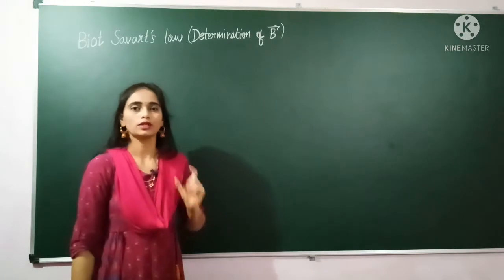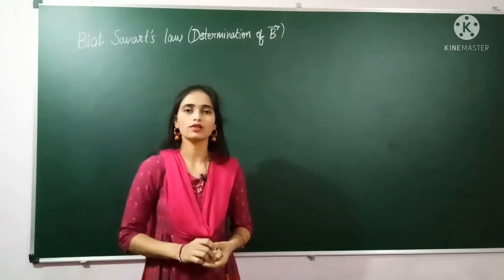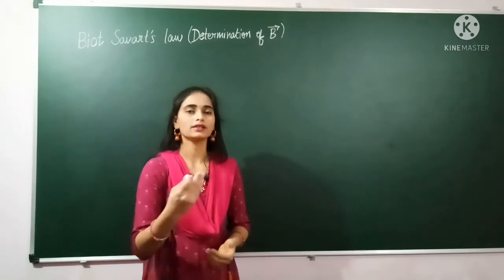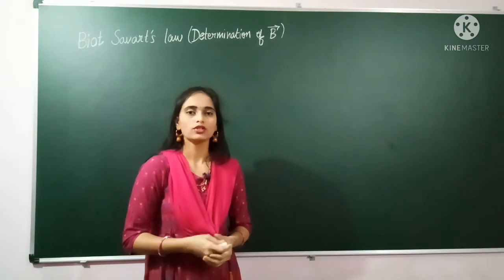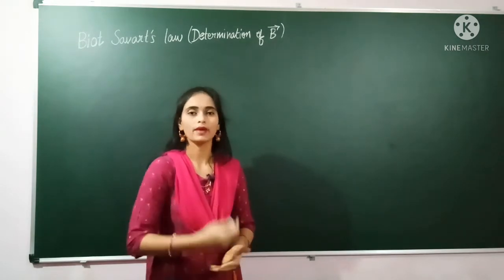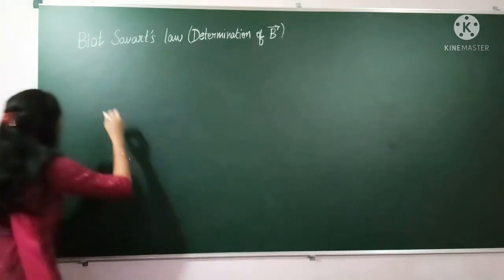In this video I am going to teach you about the Biot-Savart law. This Biot-Savart law is used to calculate the magnetic field. In the last video we studied that whenever current is flowing in a wire, a magnetic field will be produced around that wire. Now in this video we will study how much magnetic field will be produced at a particular point. So for that, let's start.